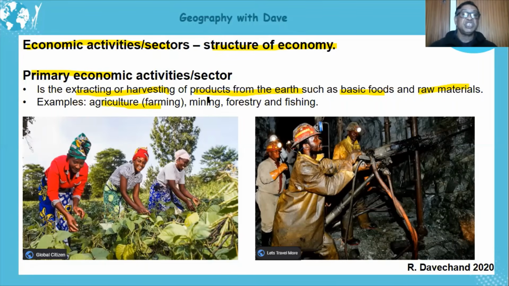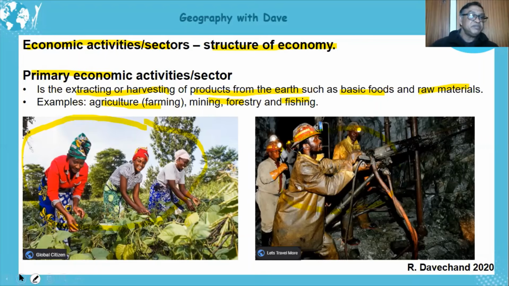Examples are agriculture, mining, forestry, fishing, like these young ladies. They're very happy because they're eating healthy with those vegetables. Therefore, they're smiling. That is the farming, which is primary. It's planting crops, you understand, getting basic foods from there. This man, the strong man here, is mining. All right, he's taking out raw materials, so that's primary. So I need to go through these sectors in order to appreciate how it involves development.